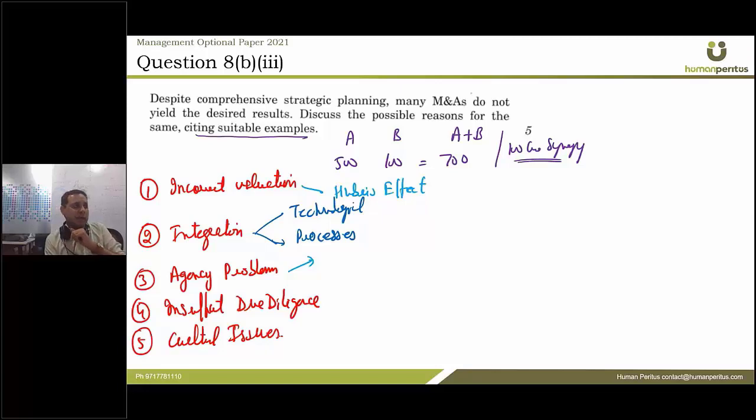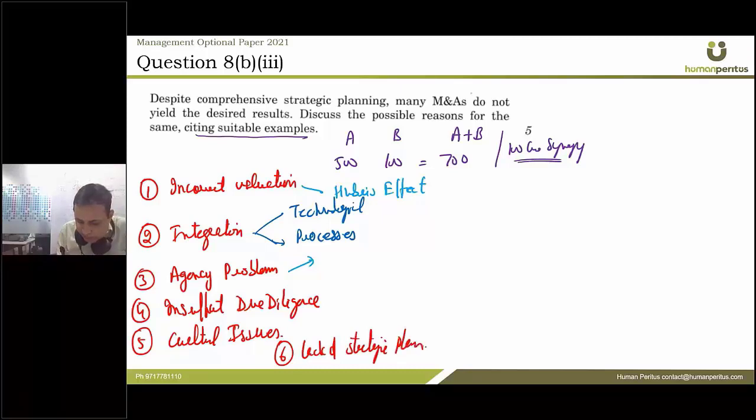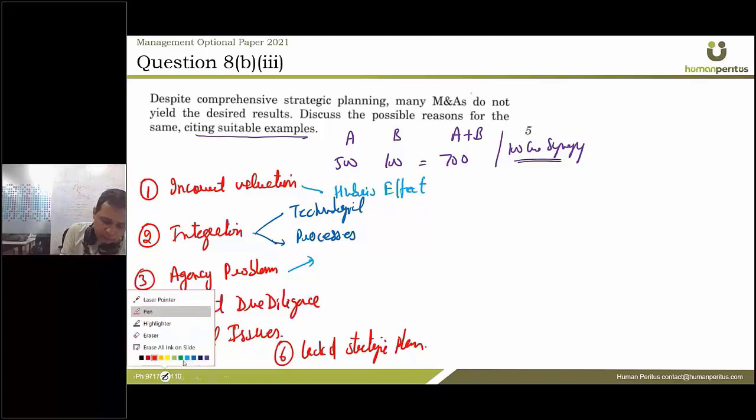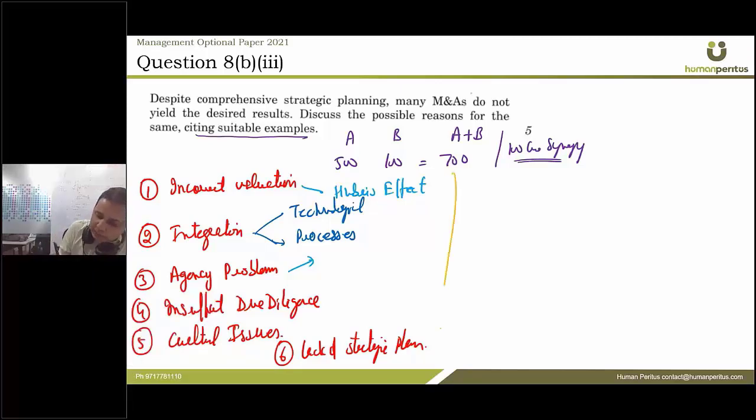So if some integration happens at some level, of course there will be a lot of challenges in the way people are working in those companies, and this also becomes a major reason of failure of companies. Another reason can be a lack of strategic plan or commitment of management and so on. So that can also be one reason why desired results are not obtained. But we also have to give some examples to get good marks in the exam.